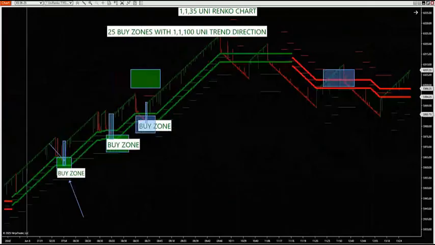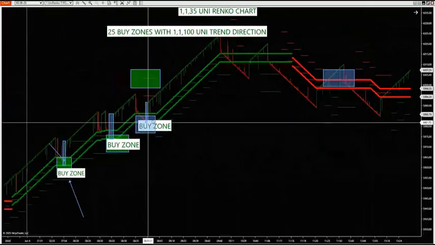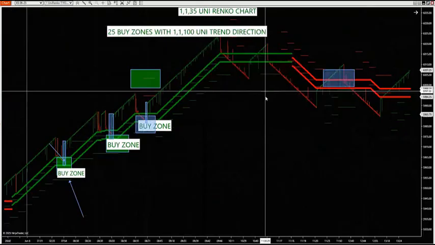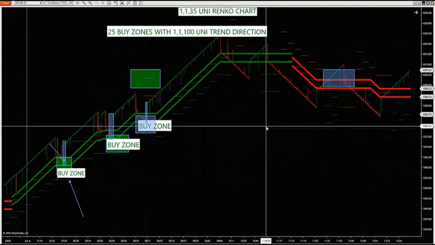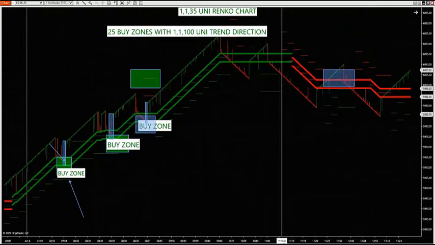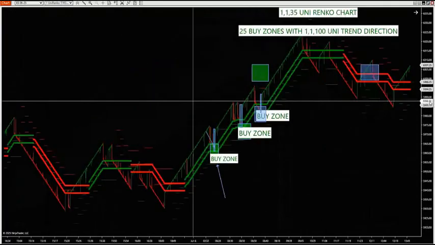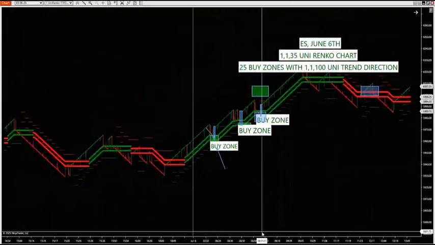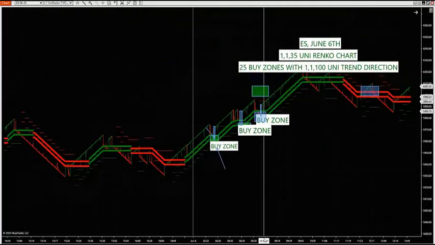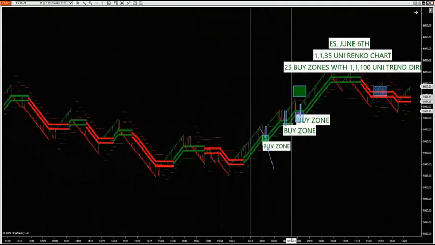Because it doesn't come up a lot, guys. Because you're going with the overall zone of the market, right? So the potential is there in these zones for reversals. That's my point. So if you want a starting point, here's your starting point. Mark those down. That's your starting point right there. 1-135 chart, 25 buy zones with a 1-100 uni trend direction. And that's what we're doing. We don't need any other chart up.